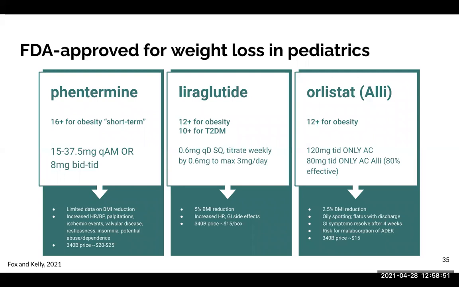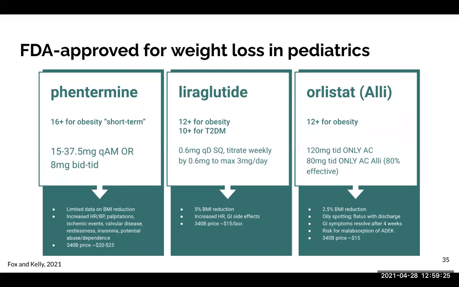So phentermine is approved 16 plus for treatment of obesity, quote, short term, just because there's not much long-term data. And there are the starting doses on here. Liraglutide is actually a great medication that's approved for kids 12 and older for obesity, titrating up to a max dose that's higher than what it's used for in type 2 diabetes, and has pretty good data for a moderate amount of weight reduction, 5%. That's sustained, I believe, past 6 months.